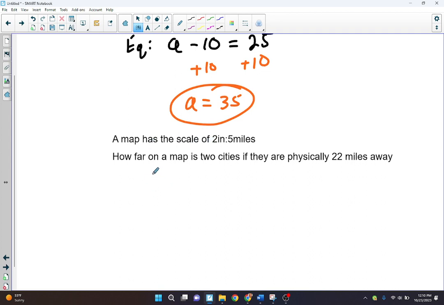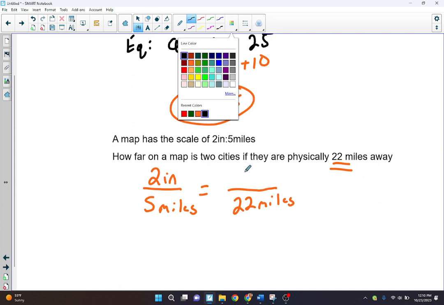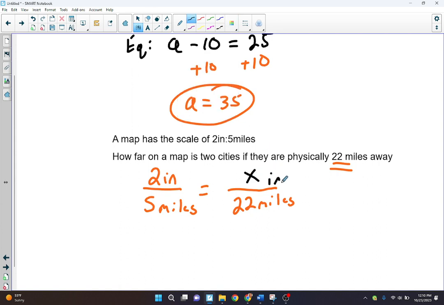So if my first ratio is 2 inches for every 5 miles, I have to make sure the other ratio matches the same thing. So inches on top, miles on bottom. Since they gave me miles, that means what I know is the 22 miles on bottom. What I don't know is going to be my x, which is in inches, okay? Which then I can just cross multiply.